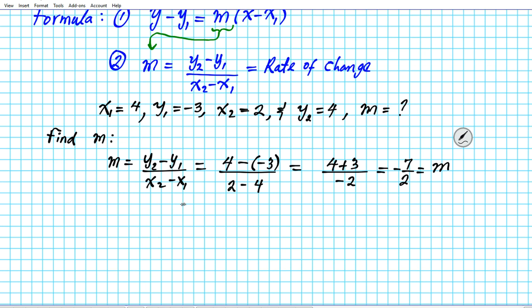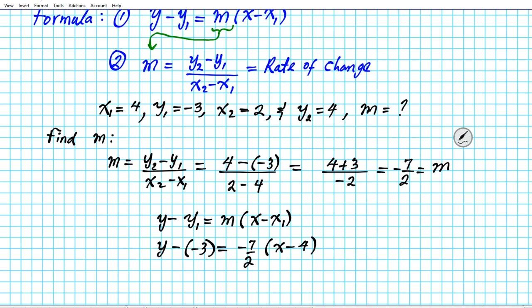Now let's write down the original formula. We have all the components we need to generate the equation of the line. So let's rewrite the formula. We now have y minus y1. y1 is negative 3. We're substituting a negative number, so we use parentheses for safety reasons. m is negative 7 over 2. And then we have x minus x1, where x1 is 4.